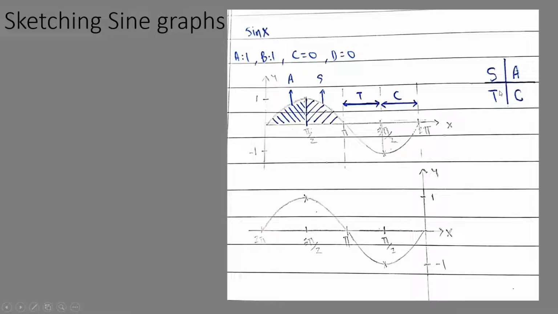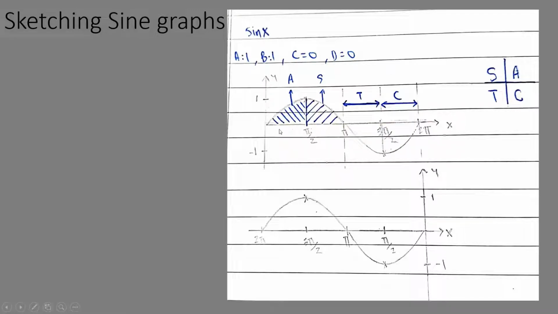And then we have T and C, which is where tangent and cosine are positive, and we know that sine is negative for that. Hence, the graph goes below the x-axis. So that's how you understand what you're doing using your graphs. This has helped me understand what I'm doing. I hope it helps you guys understand. But let's get back to sketching.